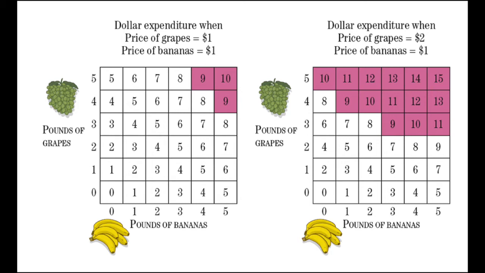The graph on the left calculates expenditures with bananas and grapes costing $1 per pound. The graph on the right calculates expenditures with bananas costing $1 per pound and grapes at $2 per pound. On this figure, combinations that cost more than $8 are shaded in red. Comparing the two graphs, notice that an increase in the price of grapes increases the number of combinations that are shaded in red, resulting in fewer combinations of bananas and grapes that are affordable to a consumer at a spending limit of $8.